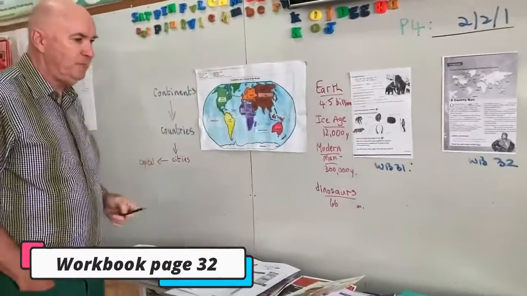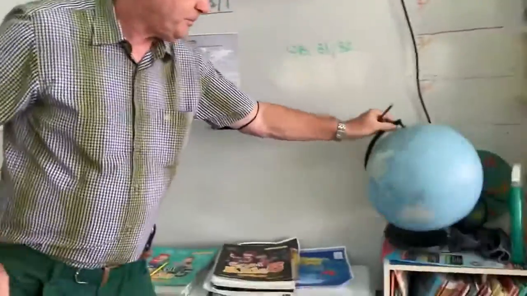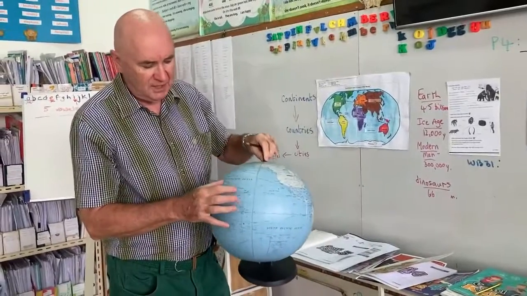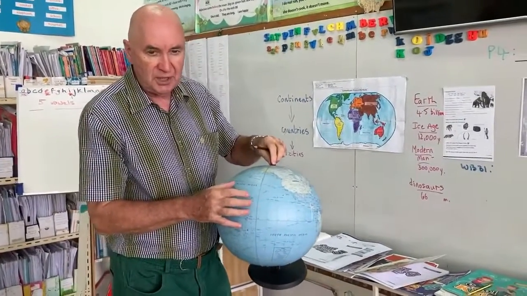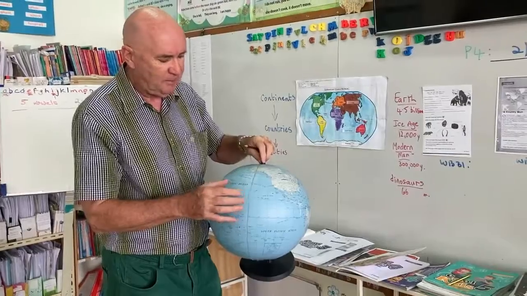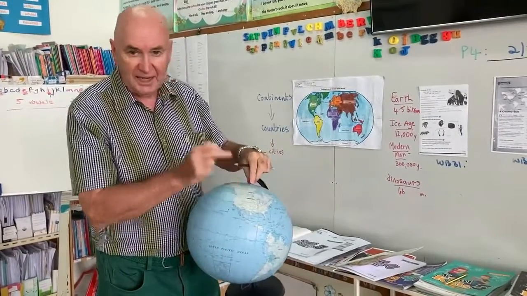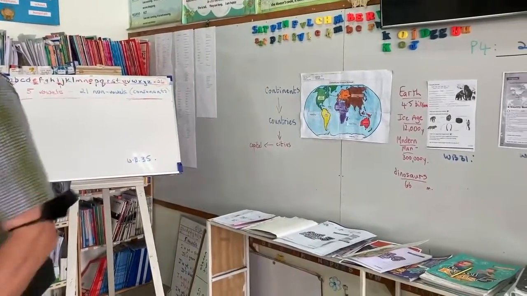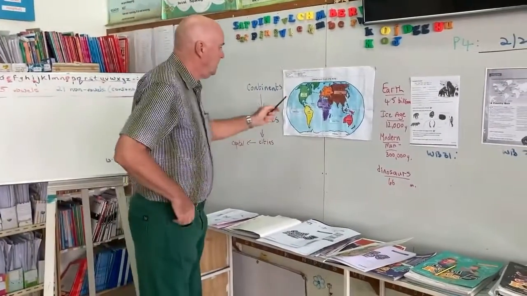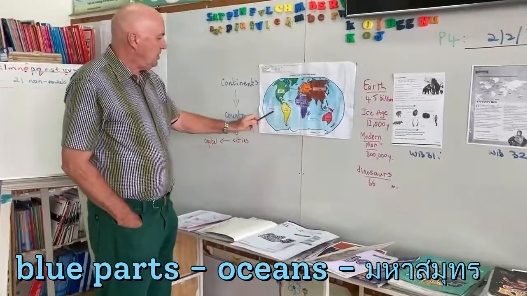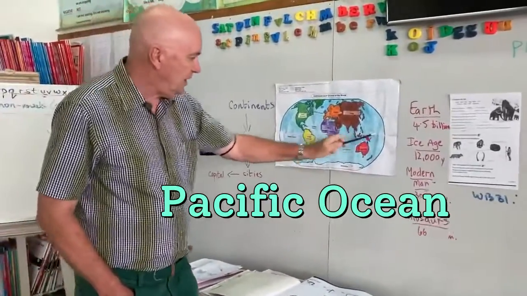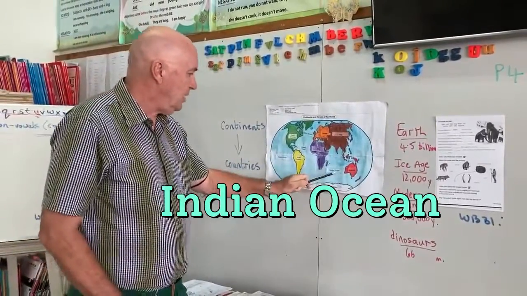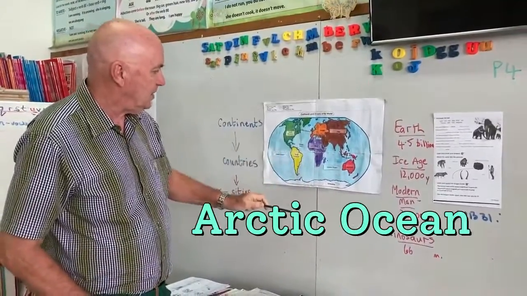Now let's just look. Here's our earth. Here it is, it's round, of course. The blue is the oceans, the salt water, the seas, and the coloured bits is the land, where we live, okay? So, let's look at this picture here. The blue are the oceans. You've got the Pacific Ocean here and here. Don't forget the earth is round, okay? Indian Ocean, Atlantic, and the Arctic.